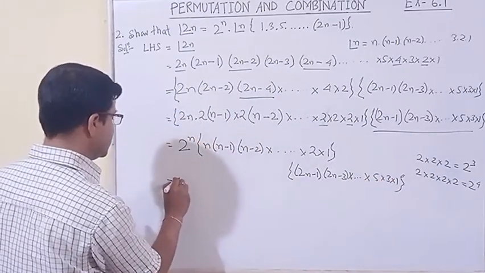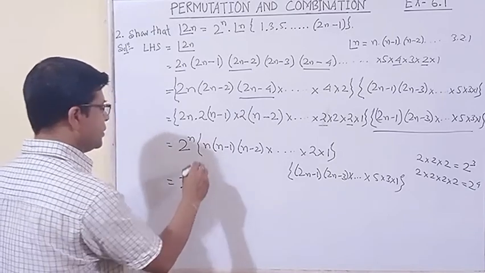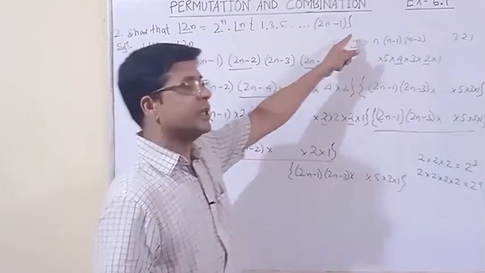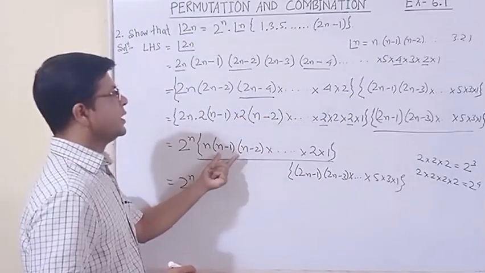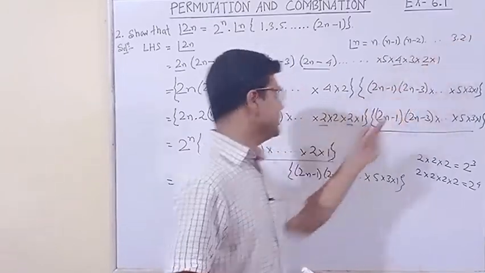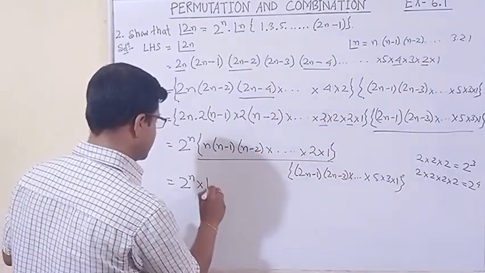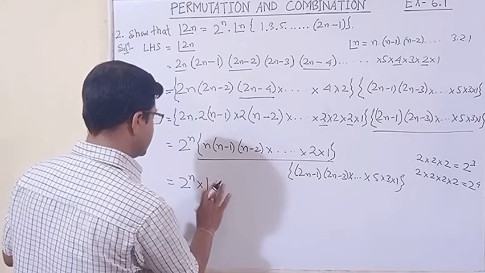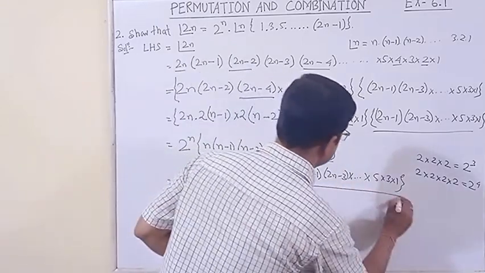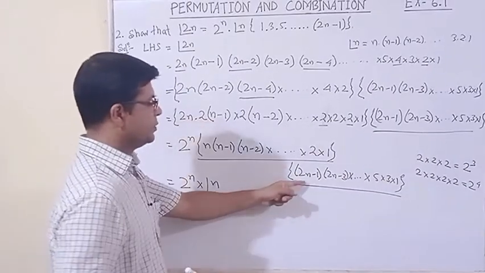Now this is 2 to the power n into what it is, my dear students. This is nothing but factorial n. You can check. This is n into n minus 1 into n minus 2 dot dot dot 3 into 2 into 1, which is factorial n. So this is factorial n, and into this product of this also.